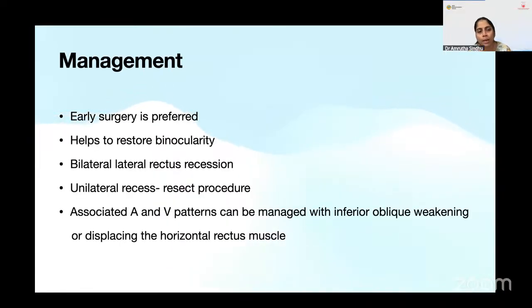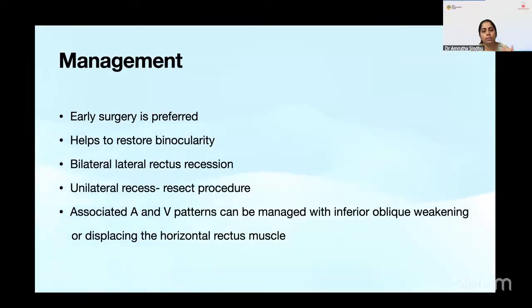So moving on to management, it is always preferred to do an early surgery. The earlier we align the eyes, better is the restoration of the binocular single vision. So usually we prefer to operate as early as 9 months to 1 year of age, or ideally within 1.5 to 2 years of age, we should plan to align their eyes. The earlier alignment, usually the binocular single vision is regained easily, and child can also develop stereopsis subsequently.